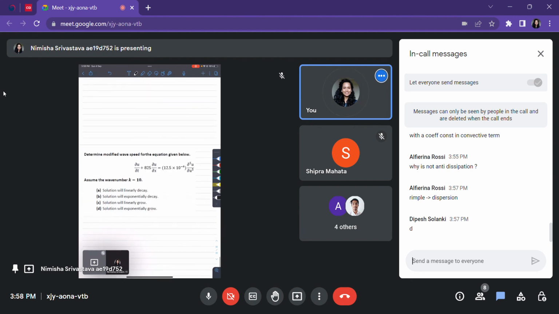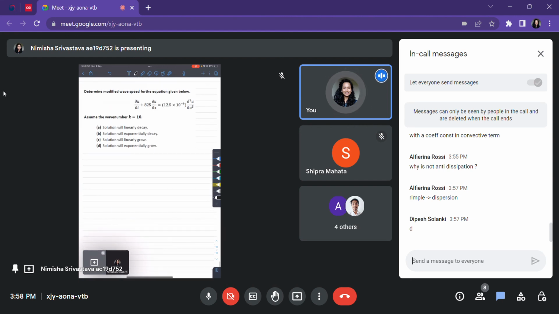Okay, then define modified speed for the equation given below. du/dt plus 825 du/dx. So what is this 825? This 825 is my a, is equal to, this is the coefficient for the fifth derivative.